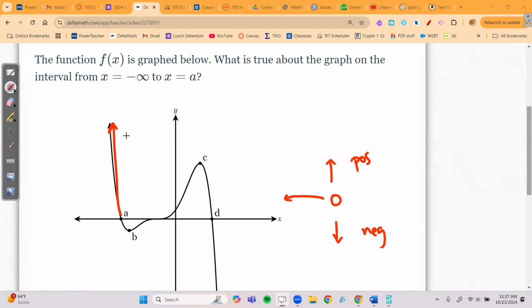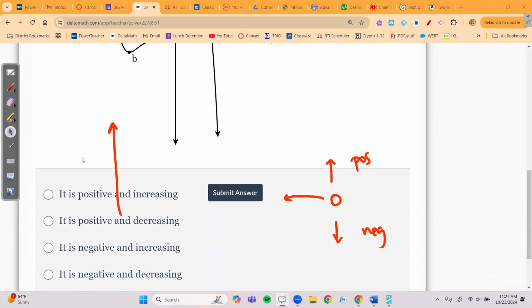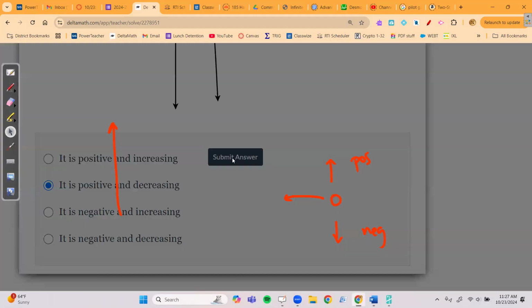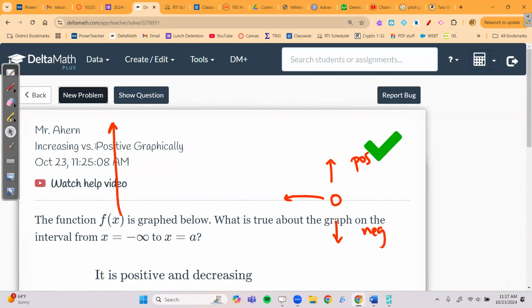We're going to look for an option in the multiple choice that says positive and decreasing. So I'm going to scroll down to the bottom now and we're going to look for positive and decreasing. And I see positive right there and decreasing right there. So on these problems, you get to pick multiple choice ones that match.